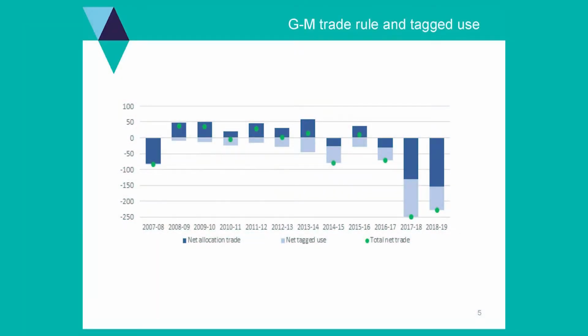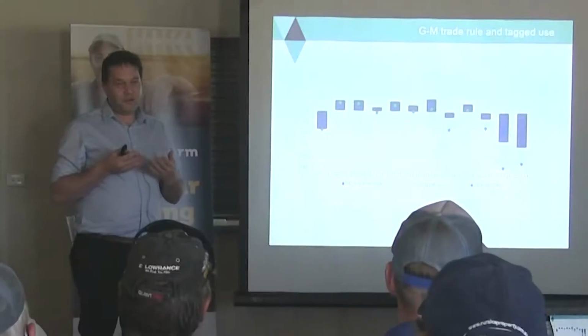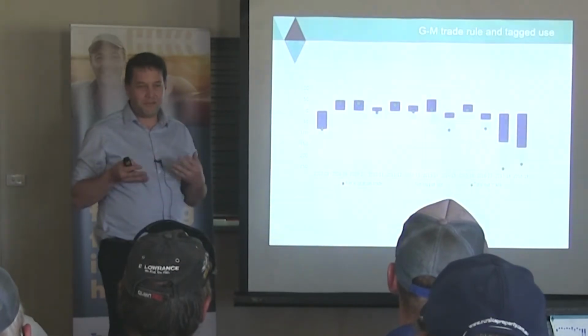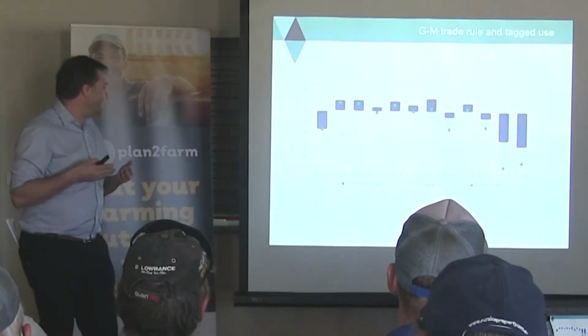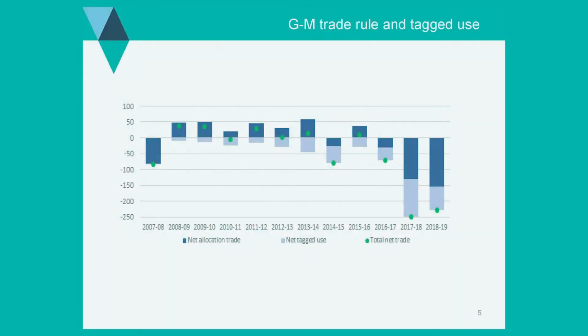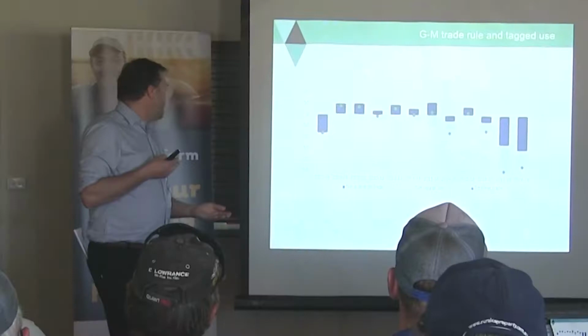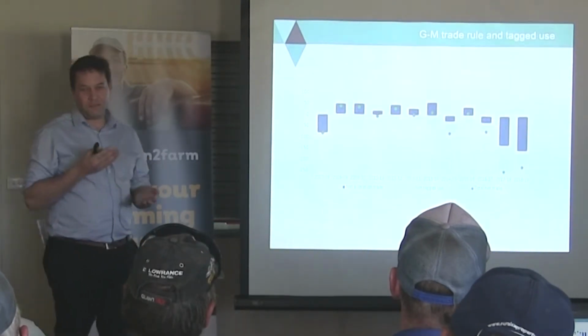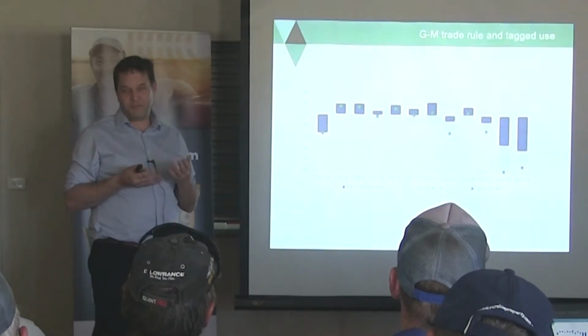So in terms of the actual trade rule itself, what we've seen over time is that it's generally remained, on average, fairly net out over time. It's generally been about even. Some years it's been net trade into the Goulburn, some years it's been net trade out to the Murray. But generally up to the previous 2 years, it was swinging about from year to year.